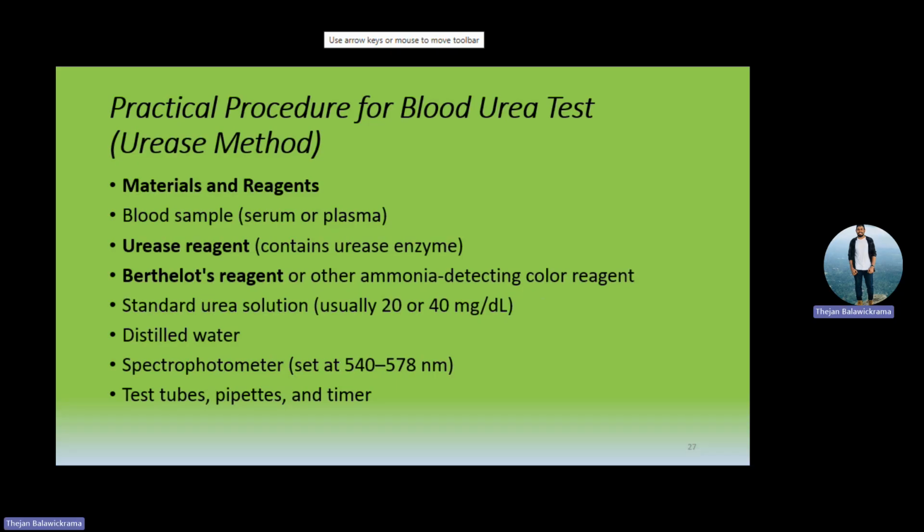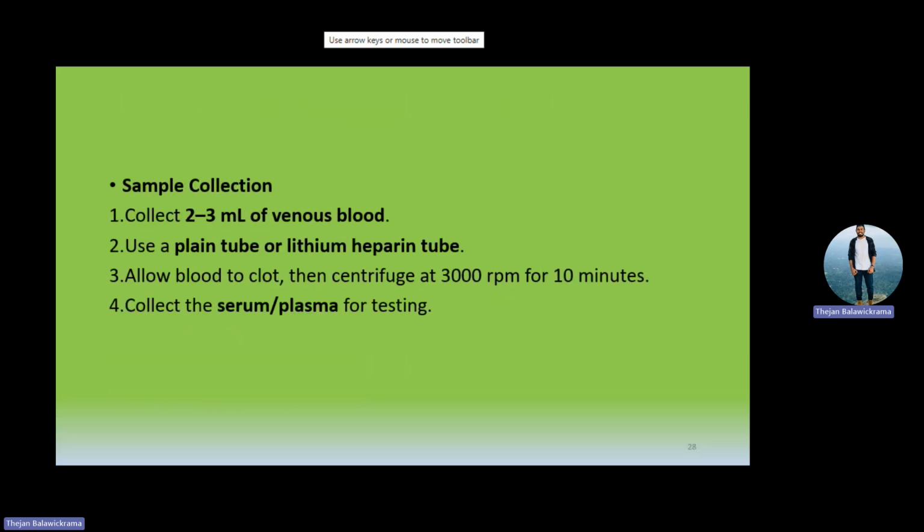Test tubes, pipettes, a timer, those basic instruments should be there. We collect the sample, like I always say, not from the arteries, but from the veins. 2 to 3 milliliters is enough. Right? So we don't need a huge amount of blood for this one. And we take it to the test tube, and we let the blood clot.